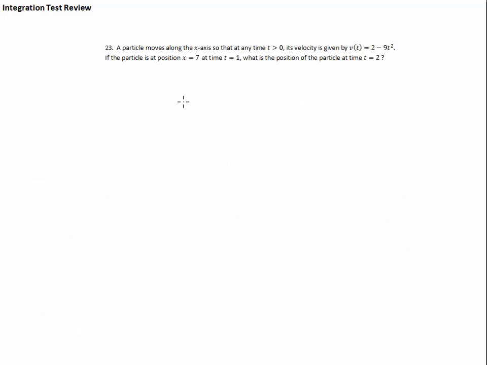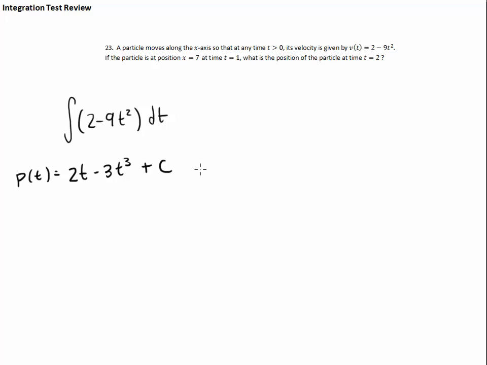And last problem, particles, yay. A particle moves along the x-axis so that anytime t greater than 0, the velocity is given by that equation, which I'm pretty sure I did not change. Silly me. Oh well, that's okay. So I want to take the antiderivative of that. So 2 minus 9t squared dt. The antiderivative of that is going to be 2t minus 3t cubed plus c. So this is my general position equation.